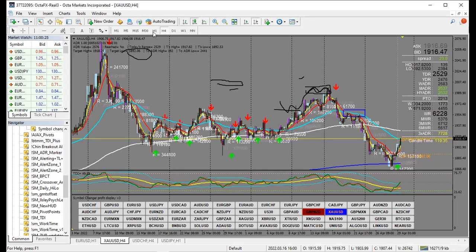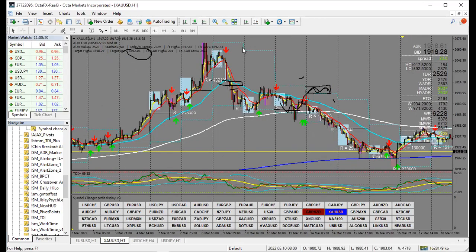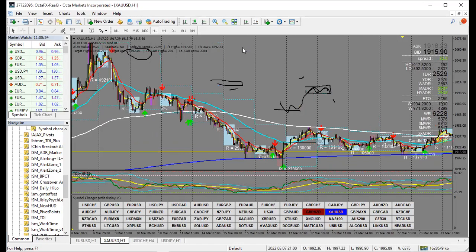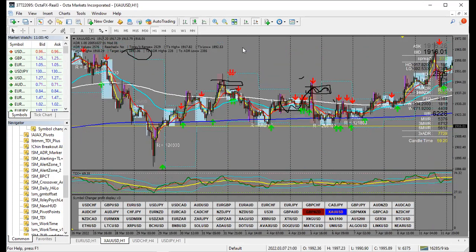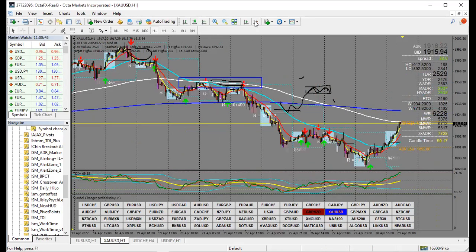Let's go and check it on 1 hour. Where are we going to have that structure on 1 hour? At the 200 EMA. Yeah. Can you see? Are you with me? Yes, boss. Yes, sir. Are we still together?